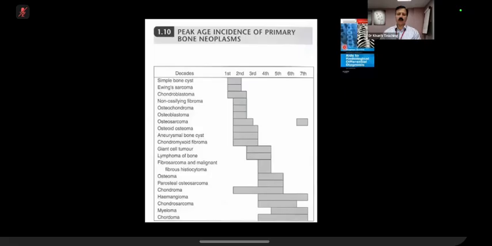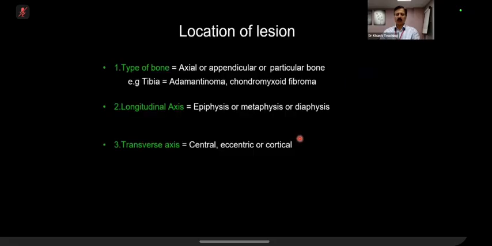This is from old Chapman, the sixth edition. Now slight bit of change in the Chapman, but I just wanted to elaborate all of this in one slide. You will get the same information in a different manner.